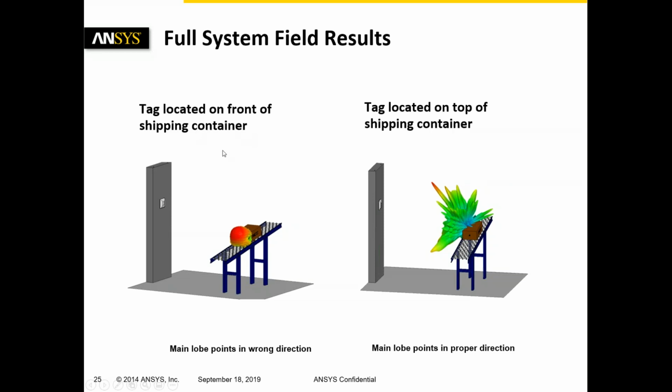The tag located on the front of the shipping container has a radiation pattern like this. The main lobe points in the wrong direction. So the tag located on the top of the shipping container tells us that the main lobe points in the proper direction.